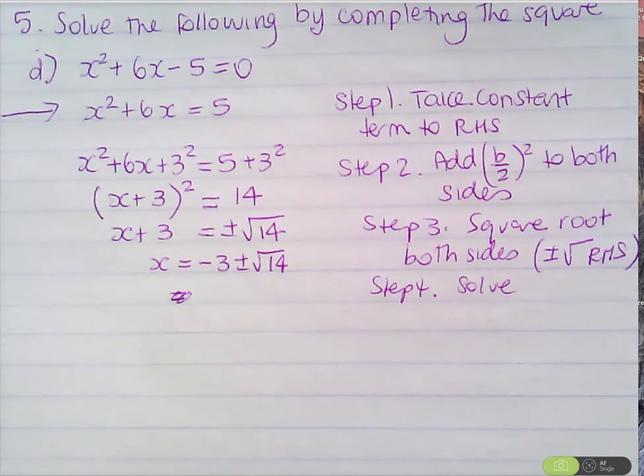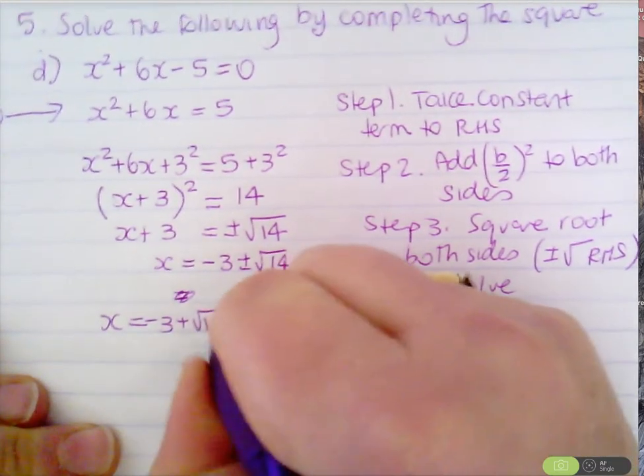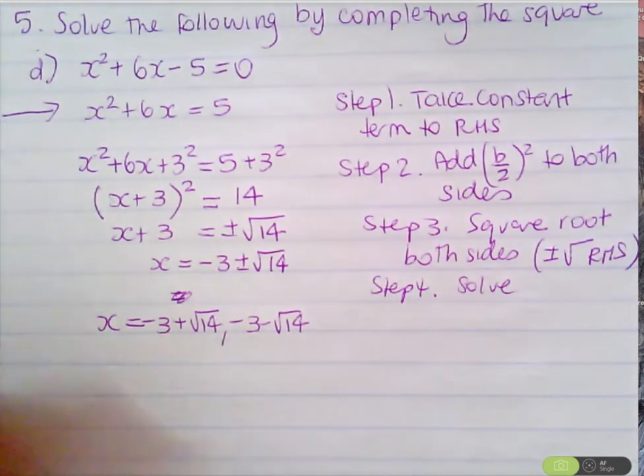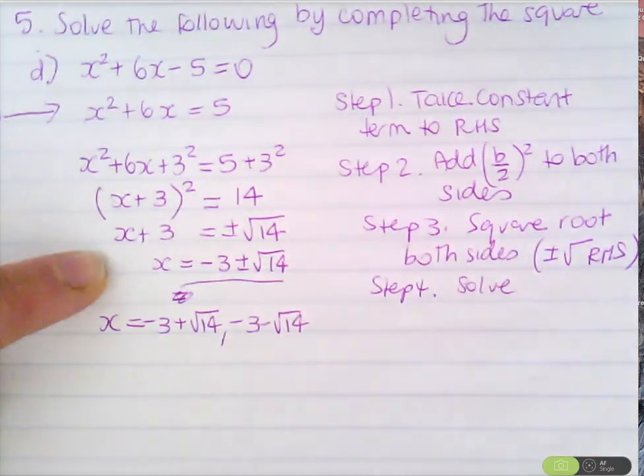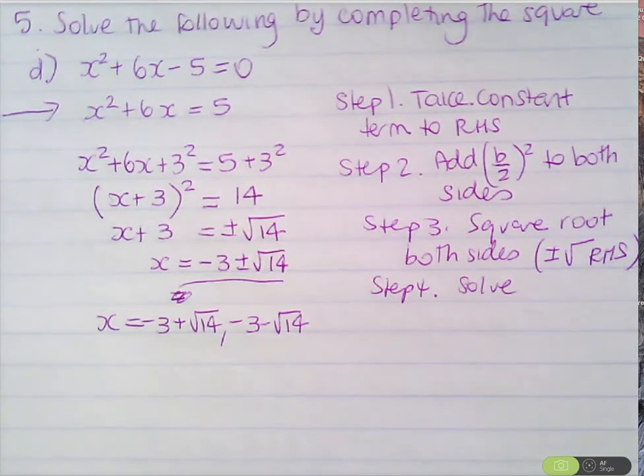No, square root of 14 can't be simplified unless a square number goes into it. Does 4 go into it? Does 9 go into it? 16 is too big. So you leave it. So your two answers are x is negative 3 plus root 14 and negative 3 minus root 14. You actually can just leave it like that. That is a proper answer. Negative 3 plus or minus the square root of 14 is telling you that.